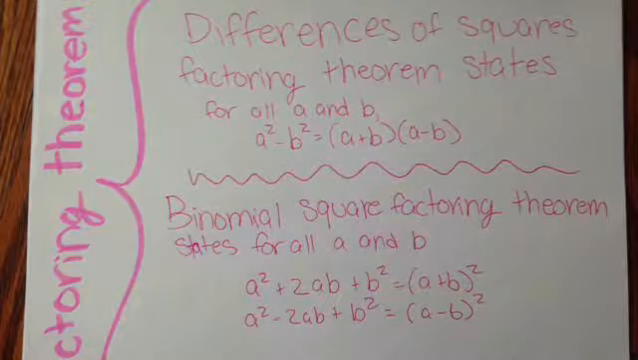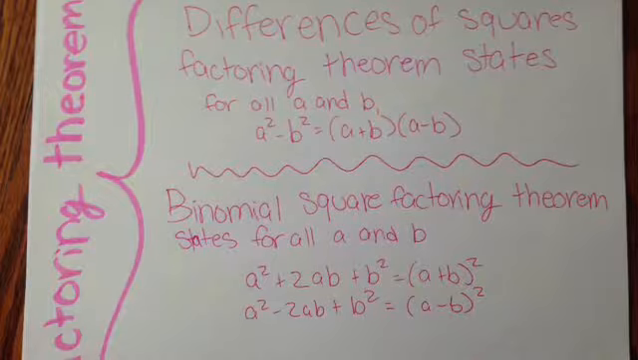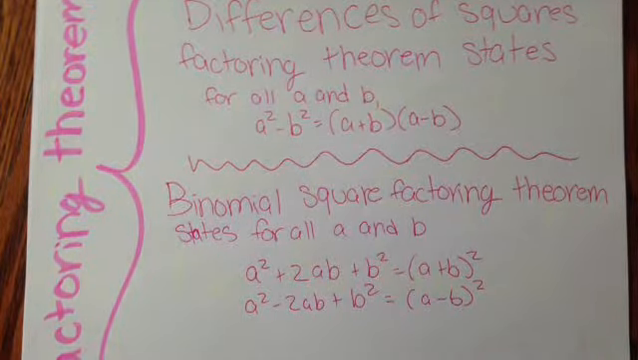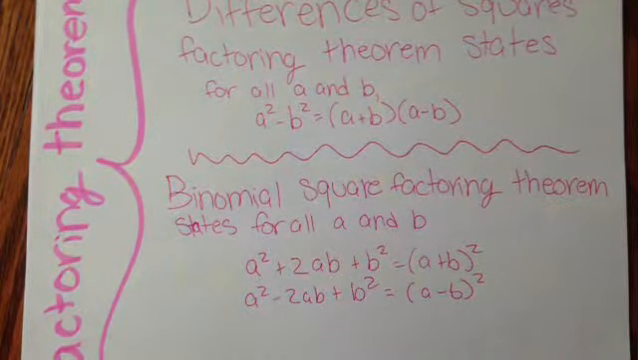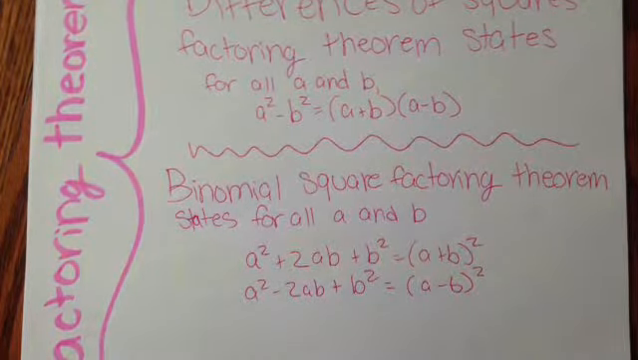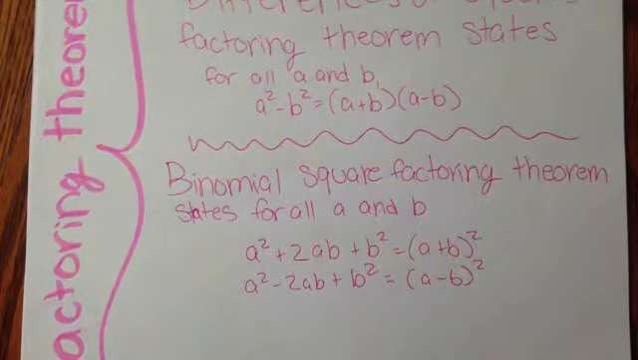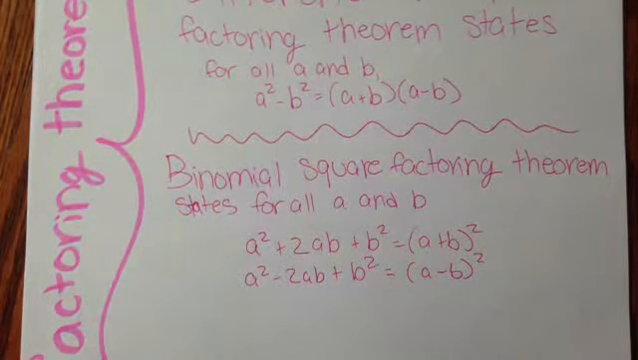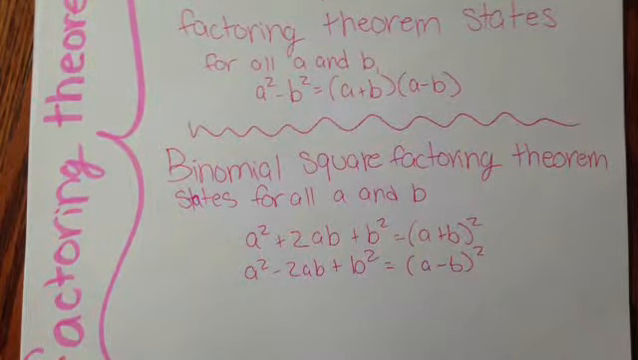Factoring theorems. The difference of squares factoring theorem states, for all a and b, a squared minus b squared is equal to (a plus b) times (a minus b). The binomial square factoring theorem states, for all a and b, a squared plus 2ab plus b squared is equal to (a plus b) squared.